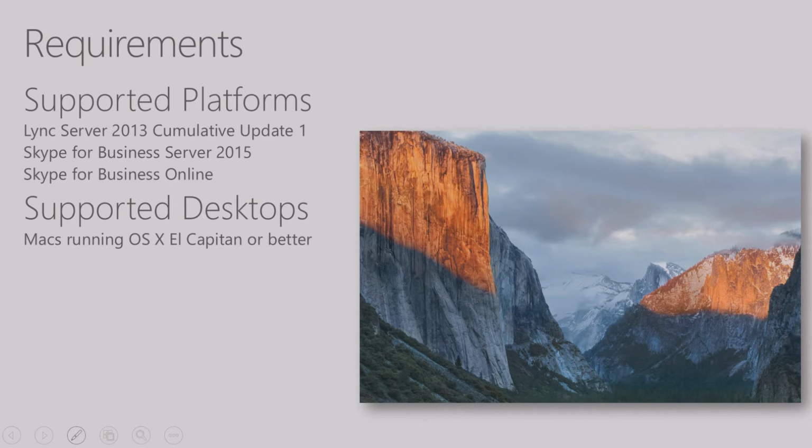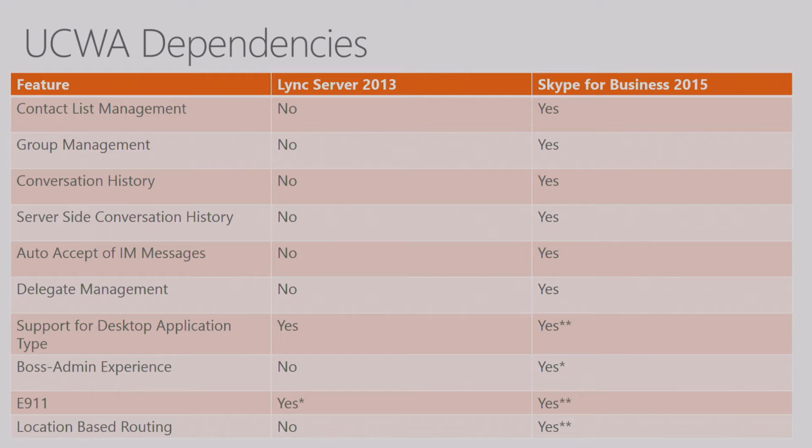So supported desktops, Mac running OS X El Capitan or better. Anybody know where that picture is? Yosemite? Yeah. That's Yosemite Valley right there.